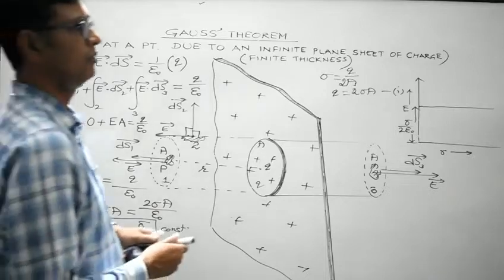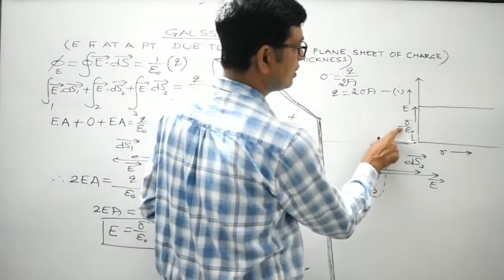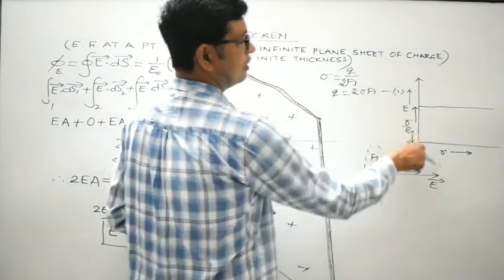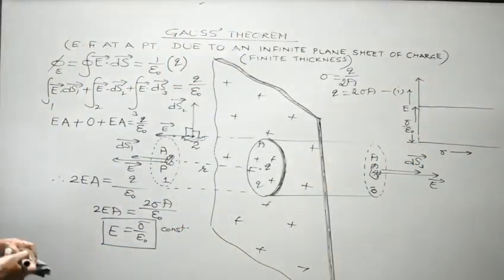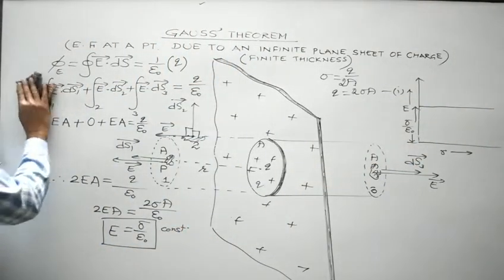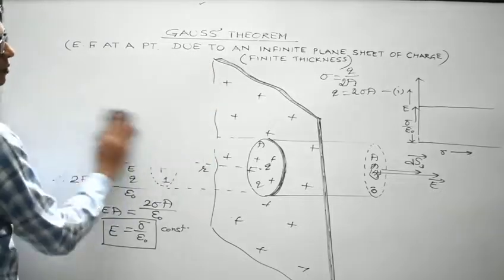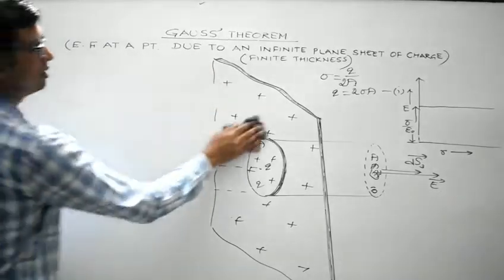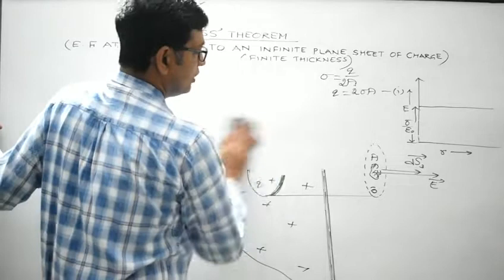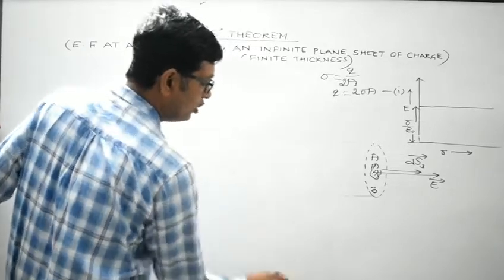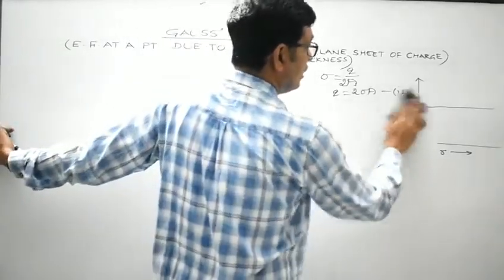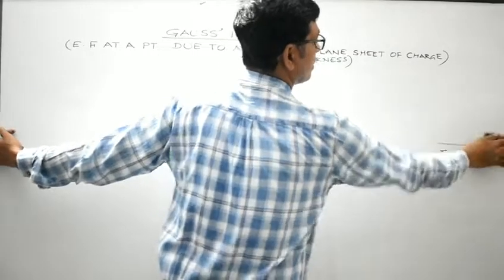So the graph will remain the same. Only thing is, the constant value of electric field at any point would be sigma by epsilon. So this is a very important point to be noted down. In case of any numerical, you need to consider this aspect.